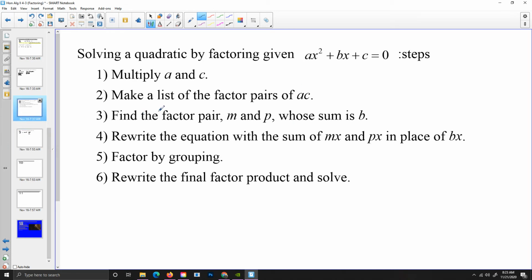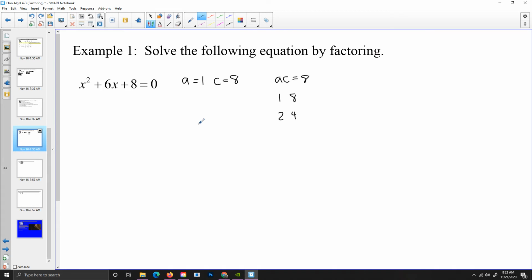And so what we're going to do is find a factor pair, which we're calling M and P, whose sum is B. All right? So 1 plus 8 is 9. That is not 6. 2 plus 4 is 6. So this is going to be my M value, and this is going to be my P value. Now, this will probably be the only time I write this out, but that's okay.